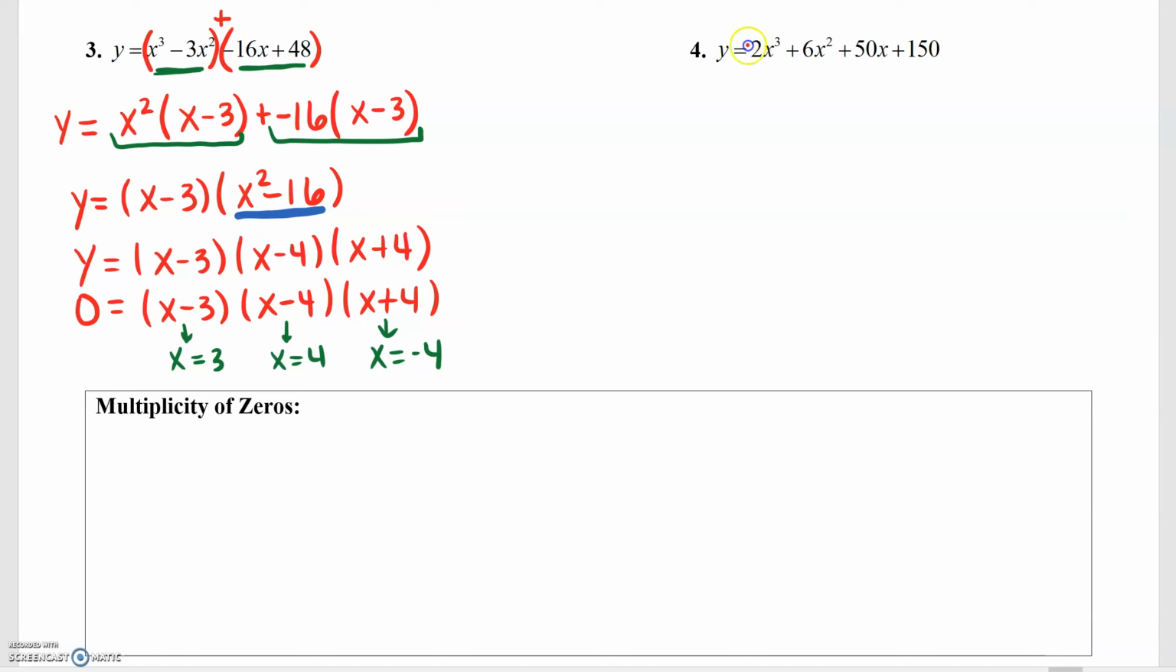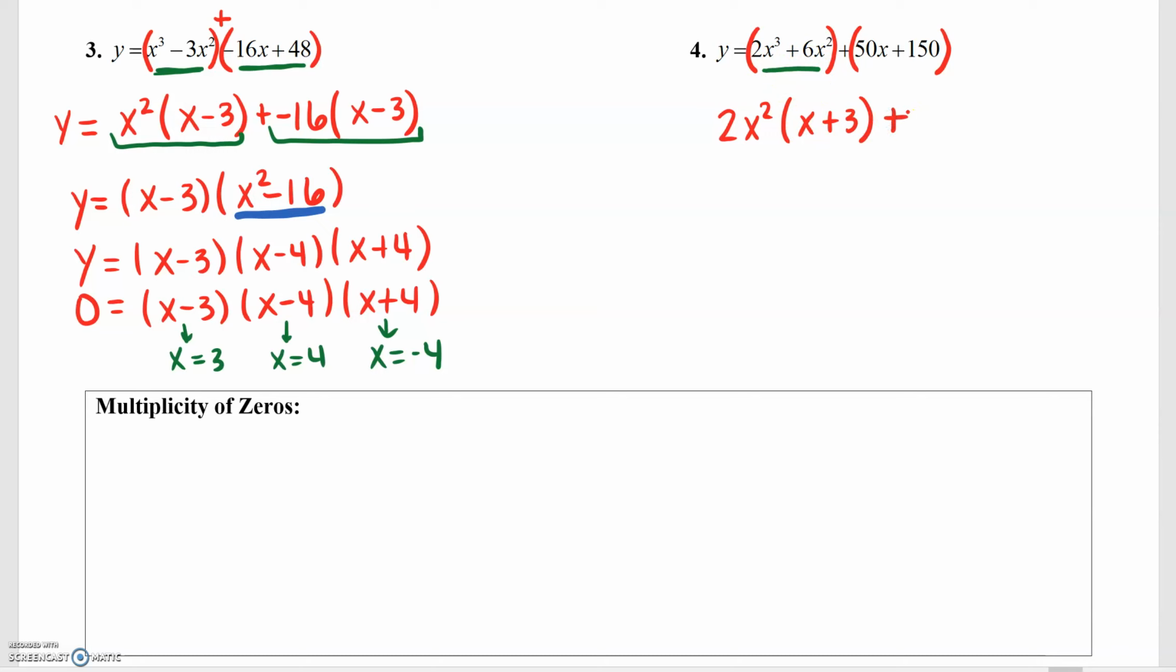So I'm going to start the same way I started the last one, where I'm going to group my first two terms. I'm going to group my last two terms. I don't have to worry about putting a plus in the middle because there's already one. I go look at my first grouping that I made, and I see that they both had in common a 2x squared. When I look at what's left over, once I've factored that out, I have an x plus 3.